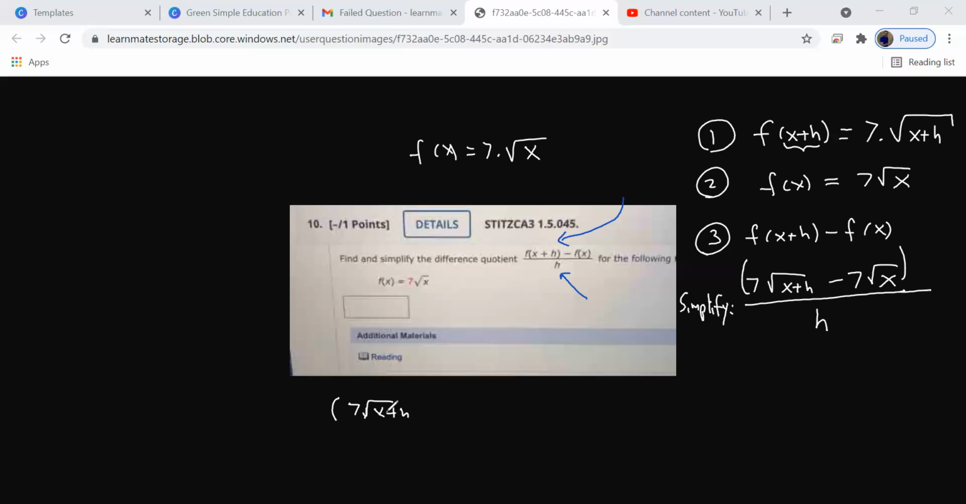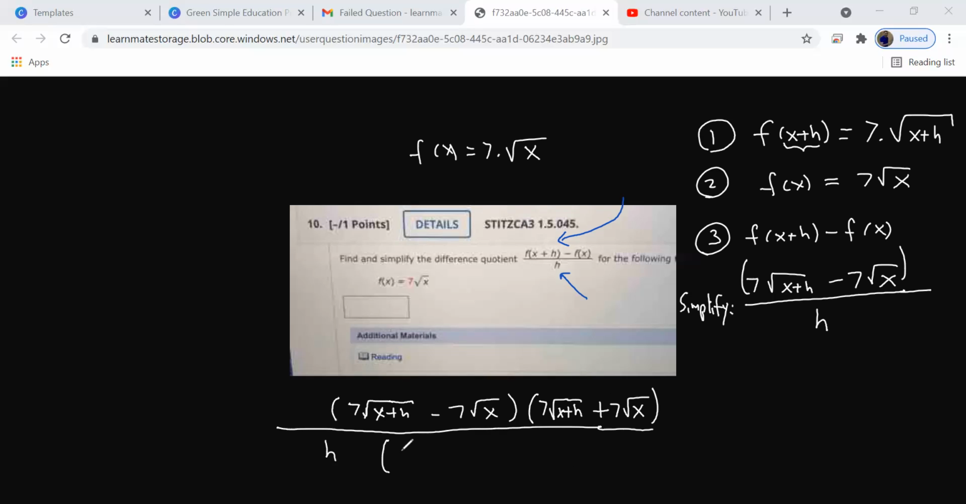So this is root x plus h minus, this is the original one. Now multiplying by the conjugate means I'm going to multiply the top by this. I'm keeping the same terms, both terms, and just changing the sign, and then copying the same thing to the bottom, because you have to multiply top and bottom by the same thing, which is this. So it's going to be 7. Multiply the top by the conjugate of the radical, and the bottom by the conjugate of the radical.